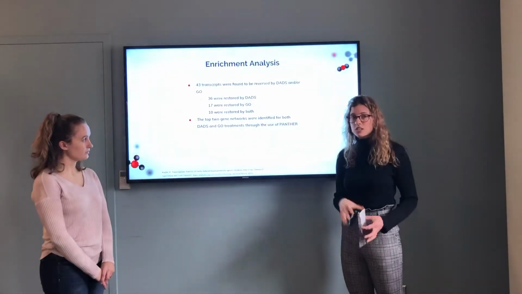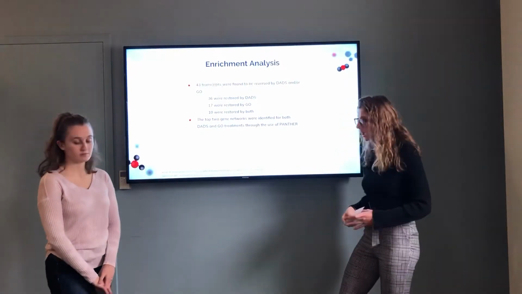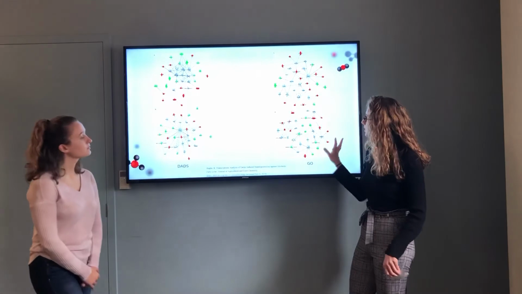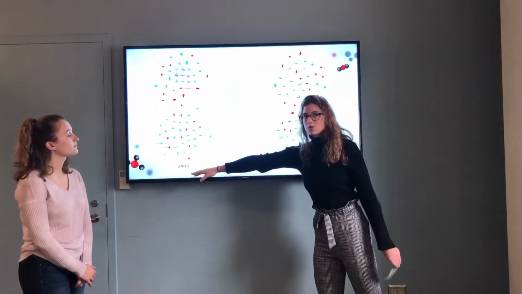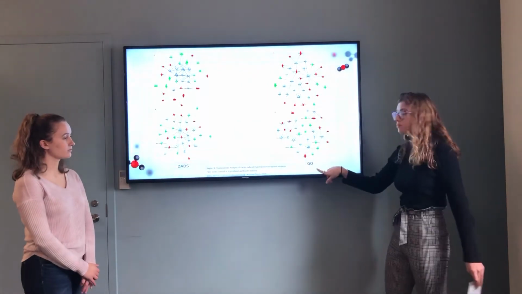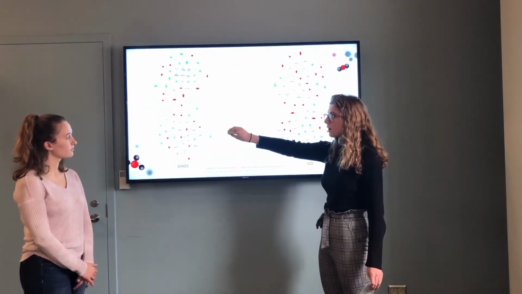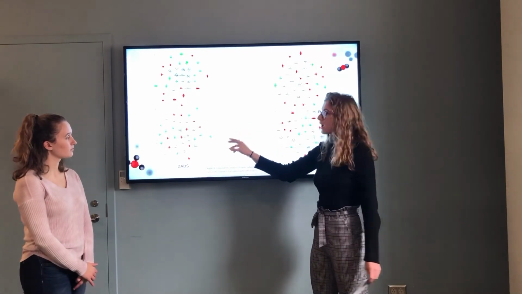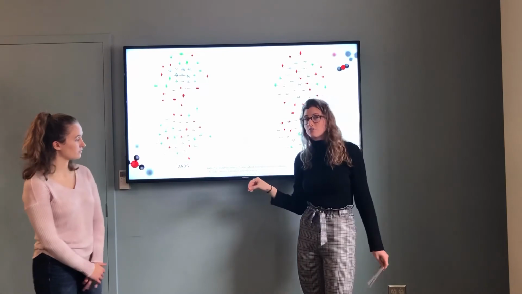The top 2 gene networks that were developed using the Panther program can be seen on the next slide. So as you can see here, these are 2 separate networks for each of the treatment groups, this one being the DADS treatment and this one being the GO treatment group. There are a variety of red and green indicators for each gene, the red being genes that were upregulated and the green being genes that were downregulated.